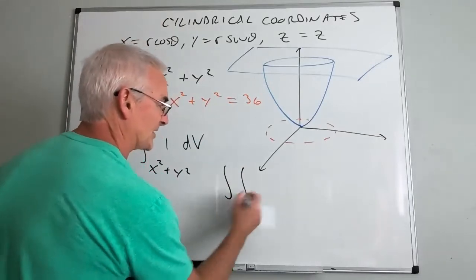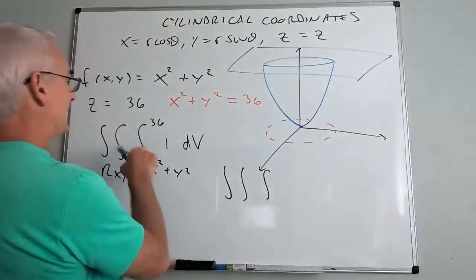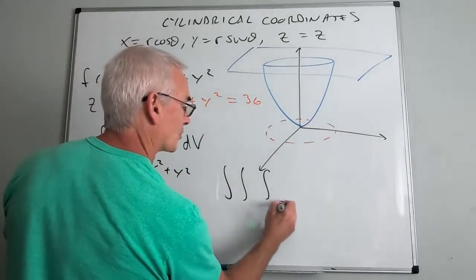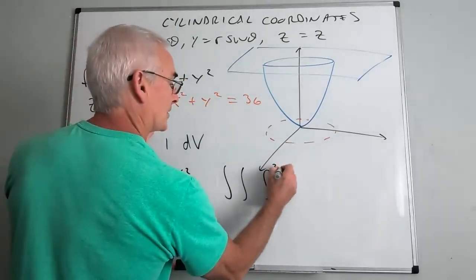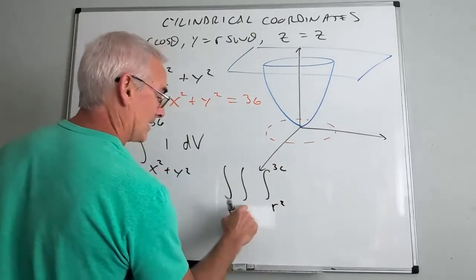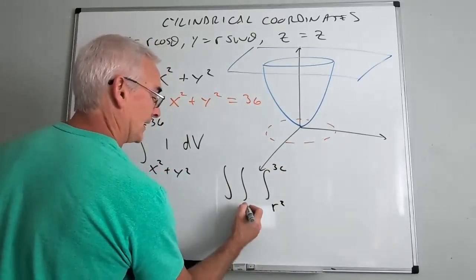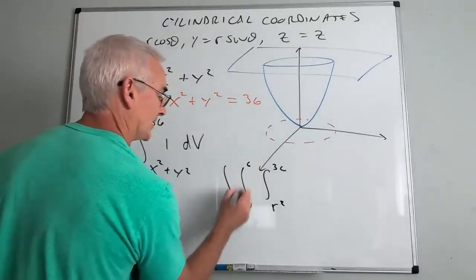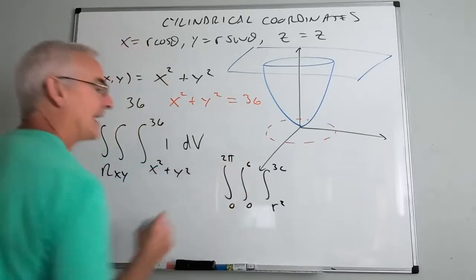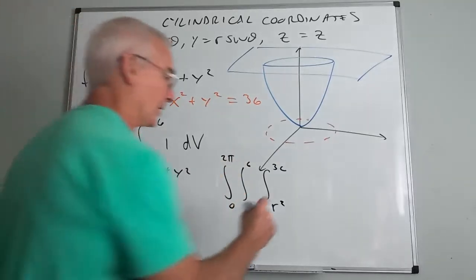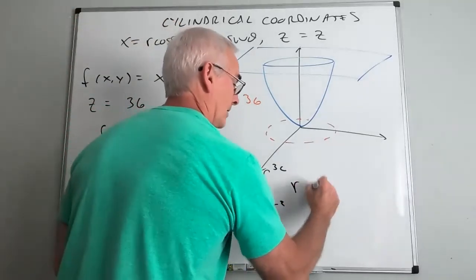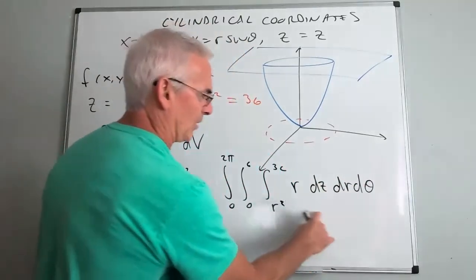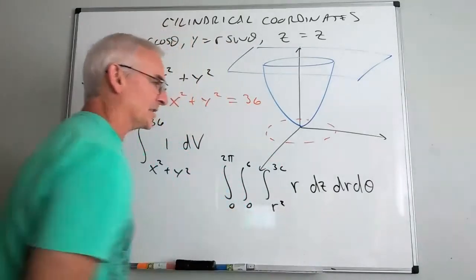I will do this still as the r theta, but the z is now going to become z equals r squared to z equals 36. This is going to be for the r and the theta. Remember, it's a circle of radius 6. So 0 to 6, 0 to 2 pi. And my integrand now becomes r dz dr d theta. Now, I don't put the r on the other side. I'm going to integrate z first.